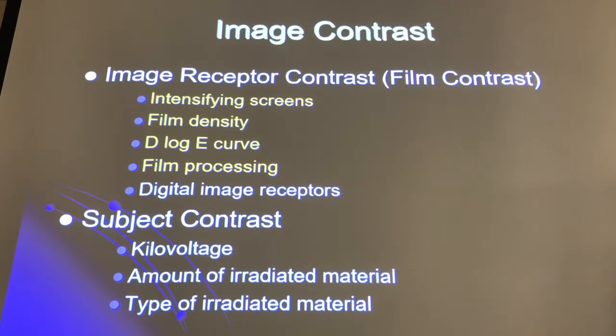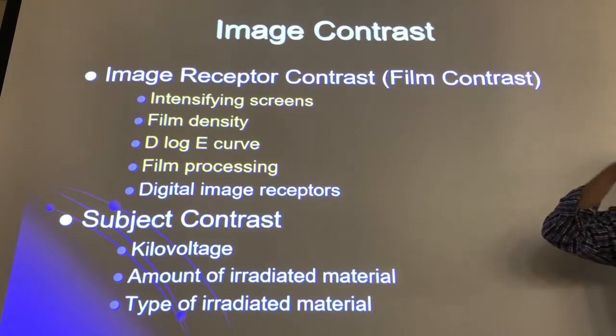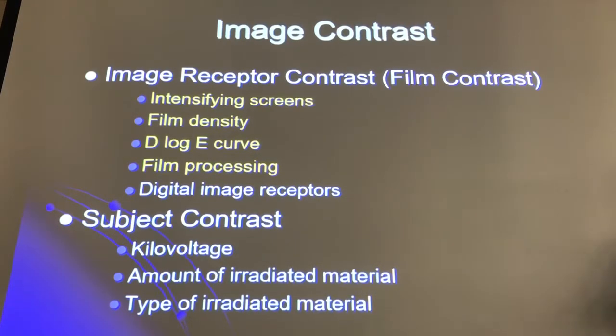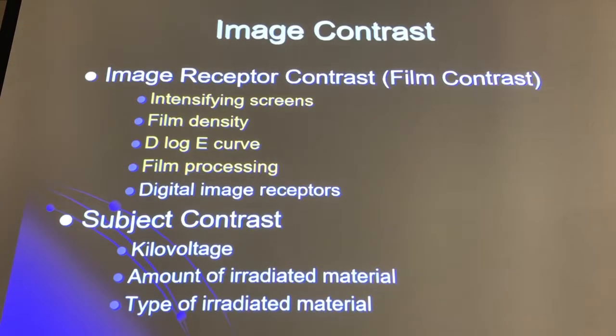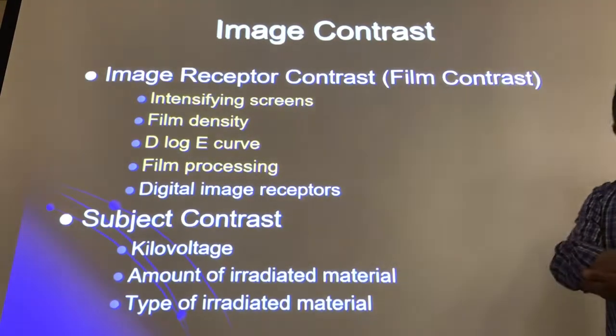Okay, so how do we know that? Well, because you study anatomy, you study physiology, so you know that the elements that make up bone have higher atomic numbers than soft tissue. Okay, all right. And then what is the amount of irradiated material? How much are you collimating? Are you going to leave your cones open? And the type of irradiated material, what is it?